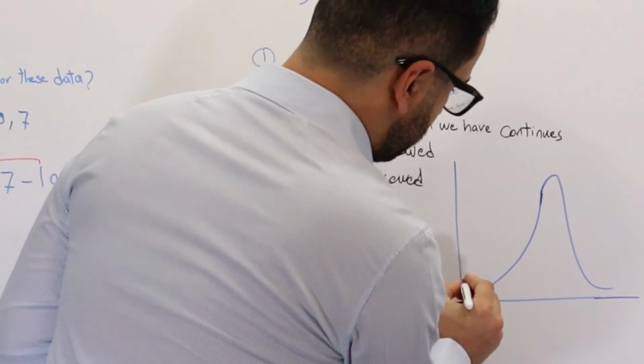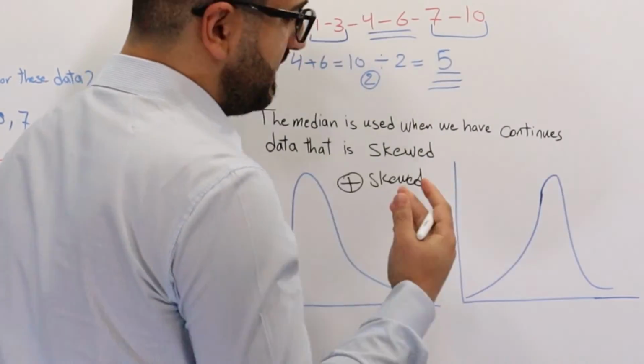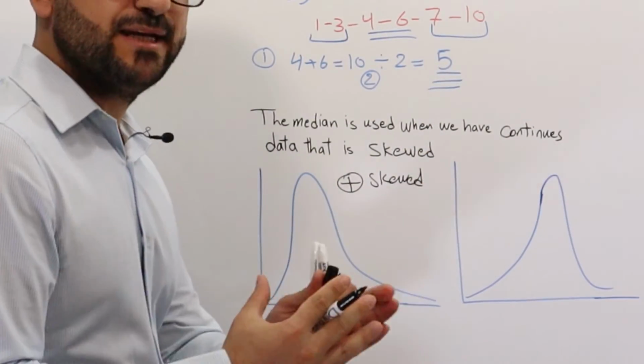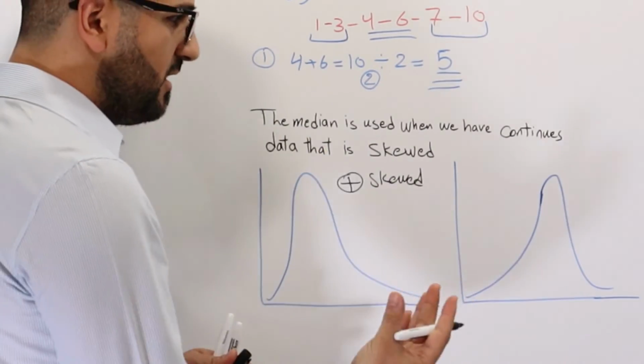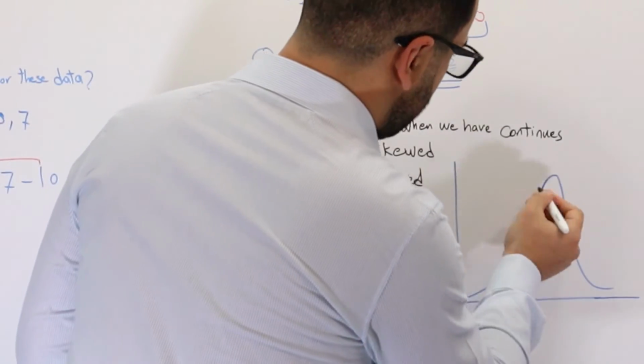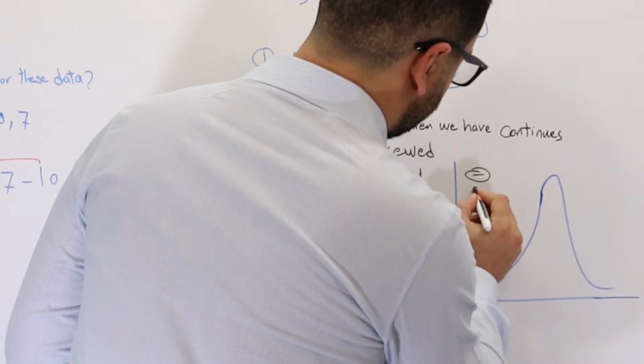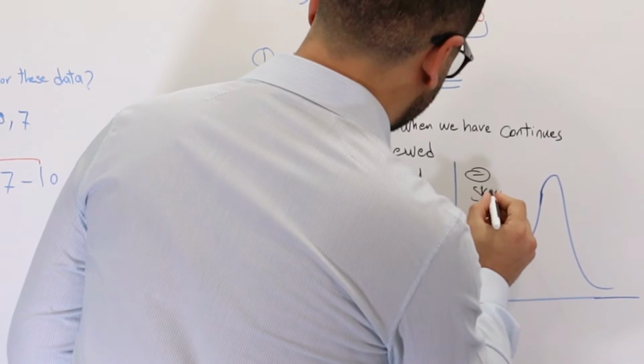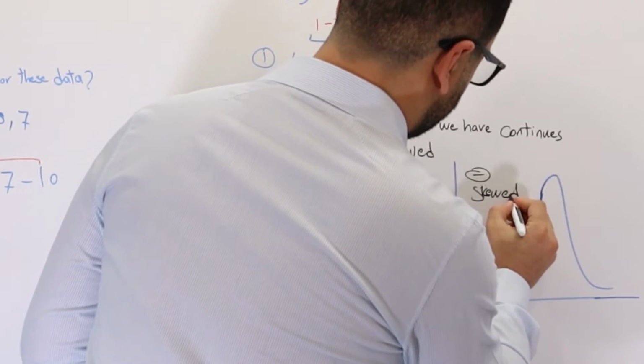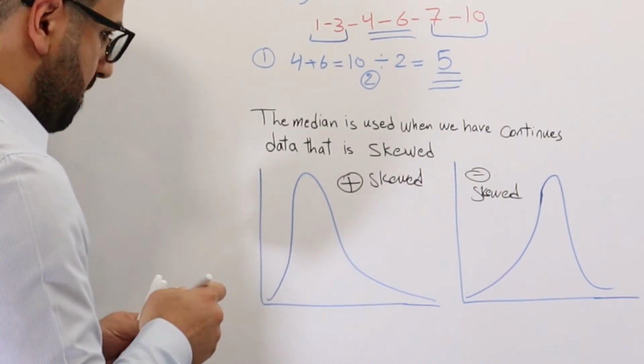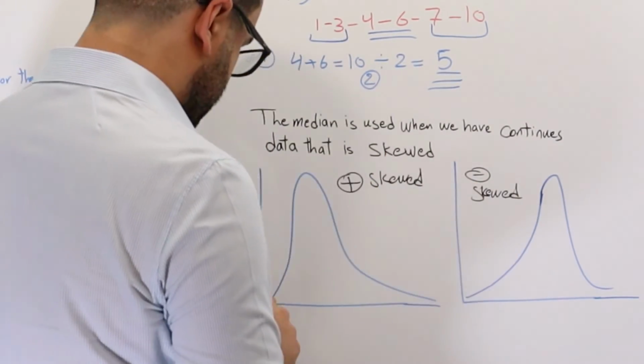In this case, this one is taking longer. Basically, you lost something and you couldn't find it so easily. It took a longer period of time. So it's going to be negatively skewed. So positive skewed and negative skewed.